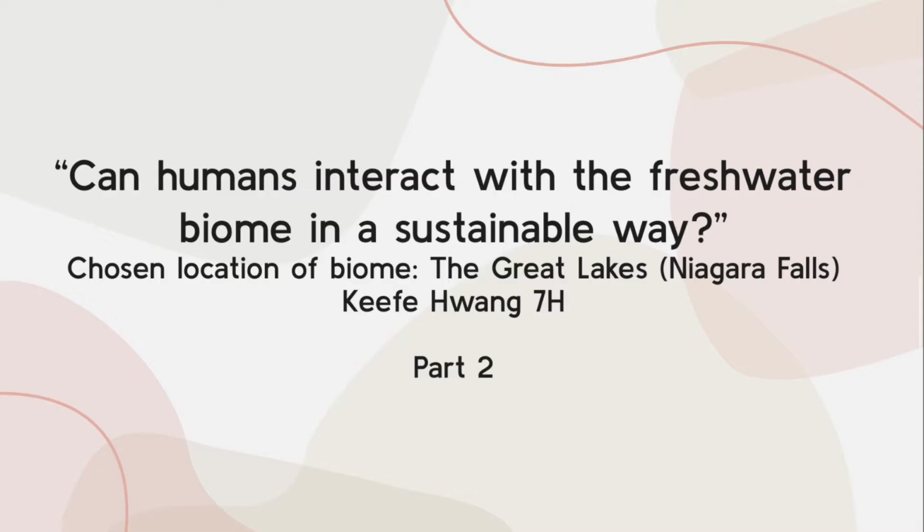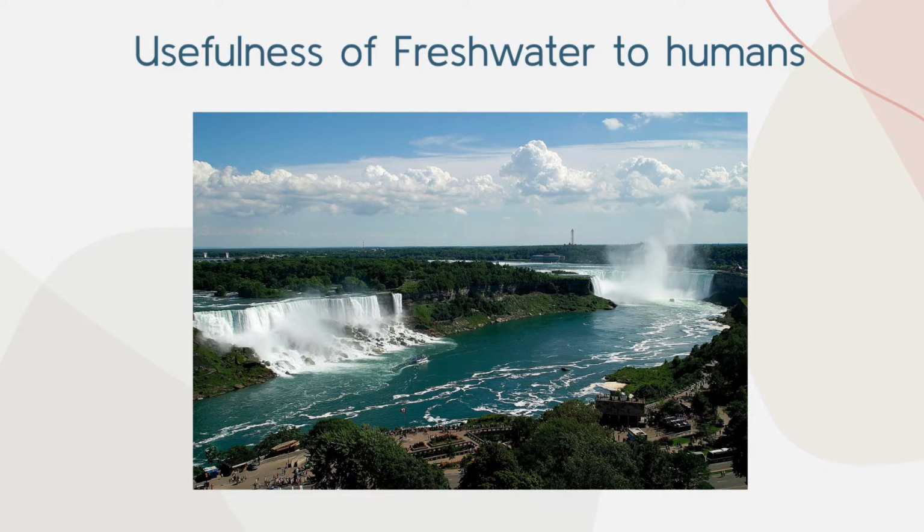Can humans interact with the freshwater biome in a sustainable way? Freshwater, animals, soil, and plants are all found in freshwater biomes, which all serve an important role for the ecosystem to stay in symbiosis. The plants commonly found in the freshwater biome are water lilies, aspen, algae, and in some cases willow trees to help purify the water and supply everything with nutrients using their root system.